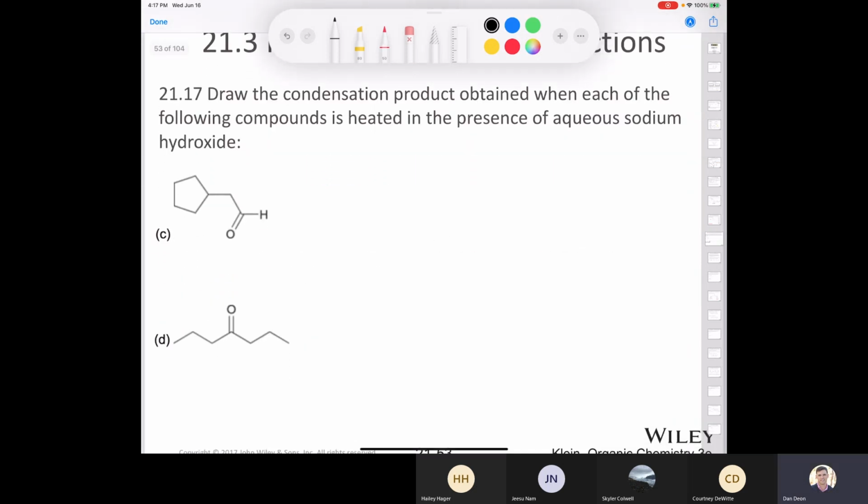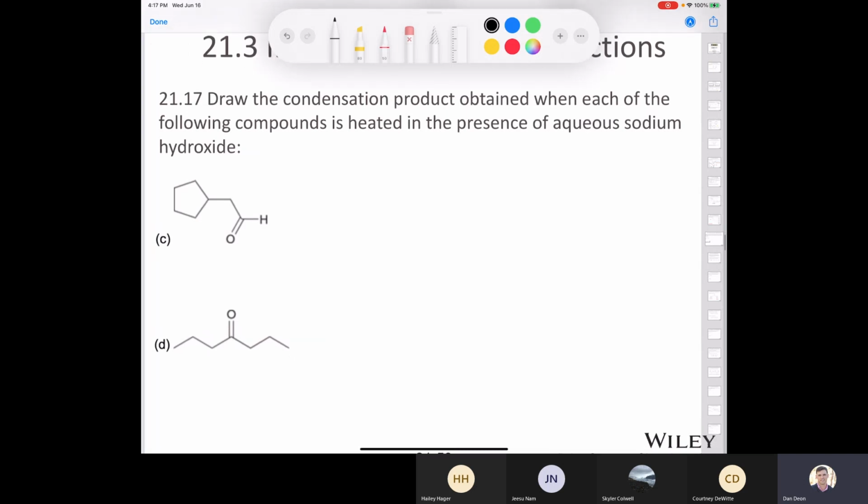Let's take a look at an aldol condensation. So it says draw the condensation products when each of the following compounds is heated in the presence of aqueous sodium hydroxide. So we're taking sodium hydroxide and we're heating it. Now there's a really cool skill builder, I wrote it down here, 21.3, which helps you to solve these aldol condensation problems.